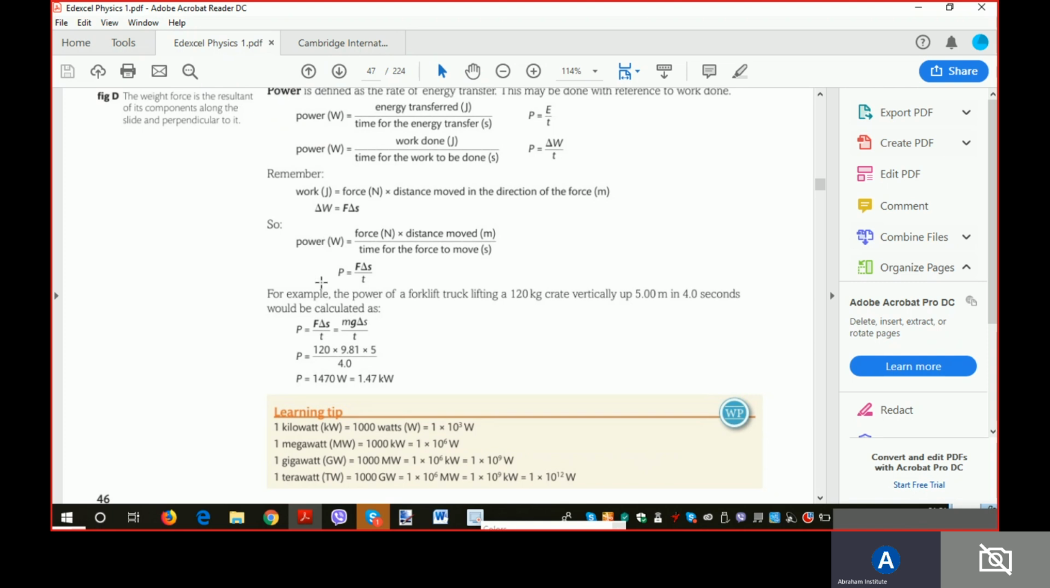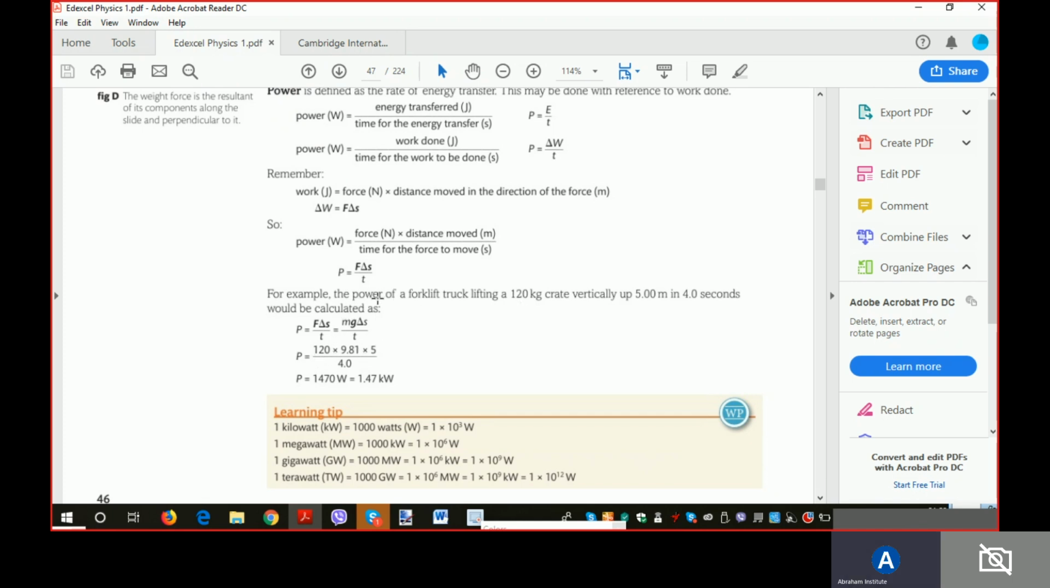Then when you simplify, let's say the object was moved vertically upwards. Then we are doing work against its weight force, moving in the opposite direction to its weight force. So what we have is F is what? mg. So we have mg delta S. Is that clear? Okay.